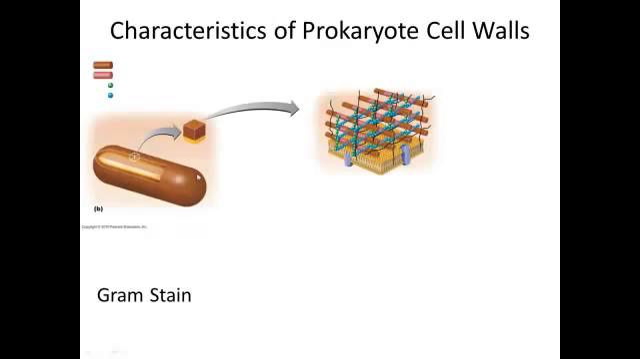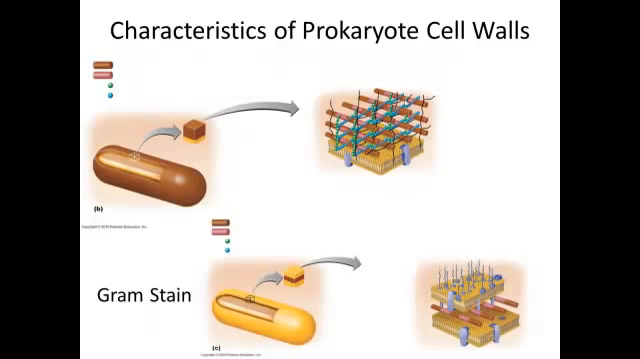Now with this one, this is a model of a gram-positive cell wall. It's got a very thick layer of peptidoglycan. Now, if you look at a gram-negative cell wall, it's got a very narrow band of peptidoglycan, and it's got a membrane on the outside. So what happens during the gram stain?